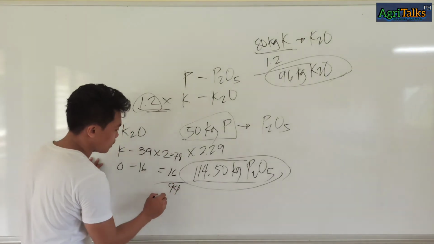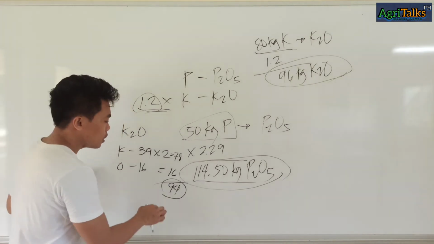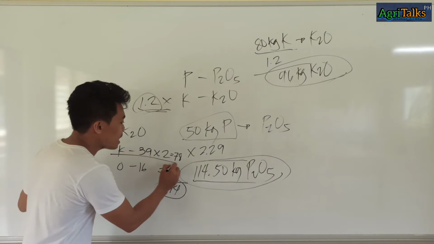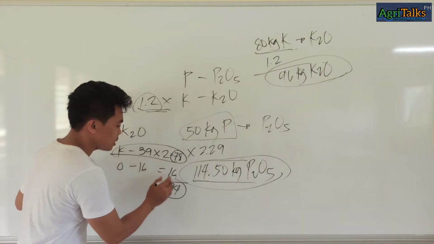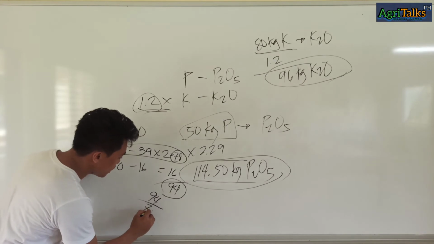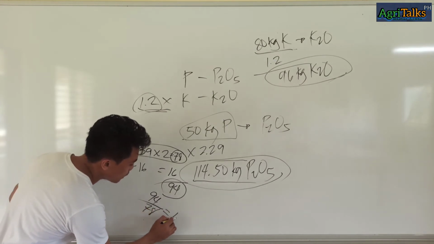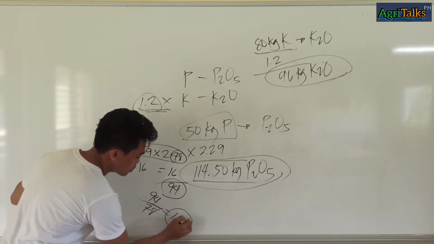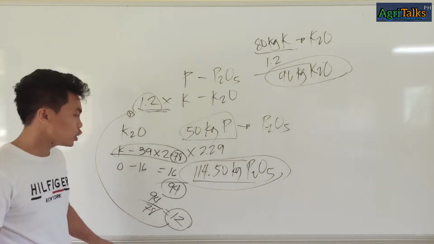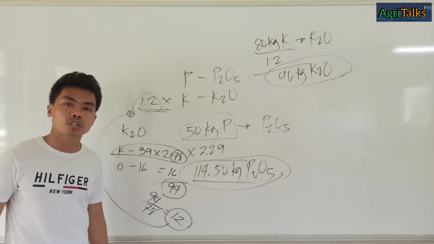Okay, 94. So ngayon, this 94 will be divided by the K, which is 78. So 94 divided by 78, that would be 1.2. So now this is the conversion factor. So this is the derivation on that.